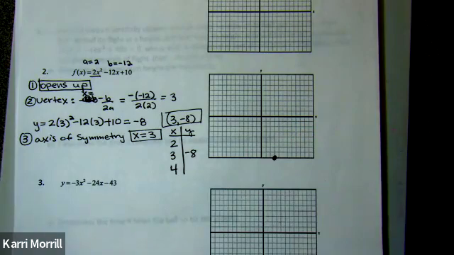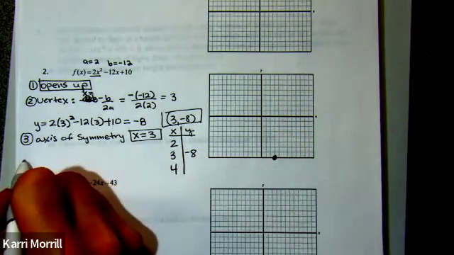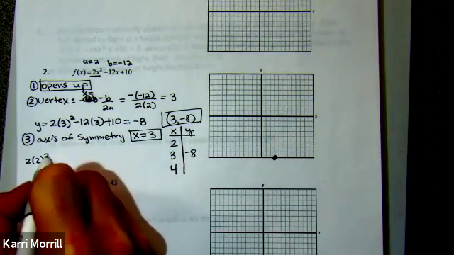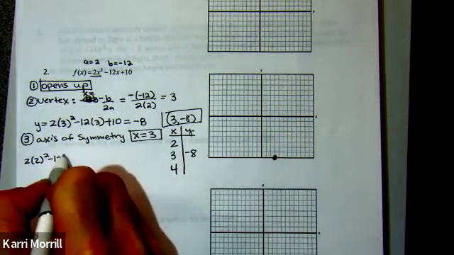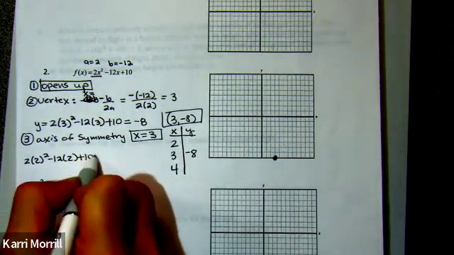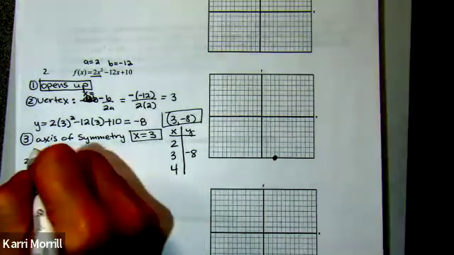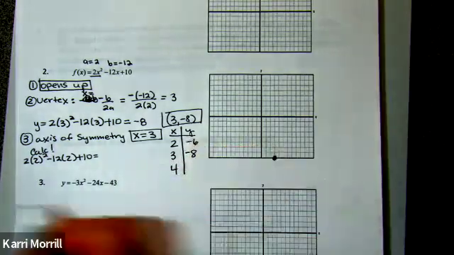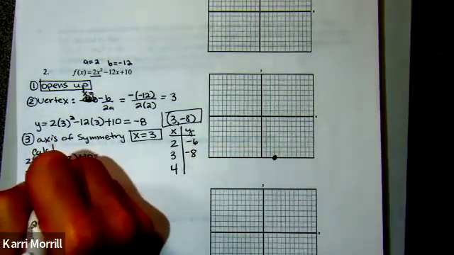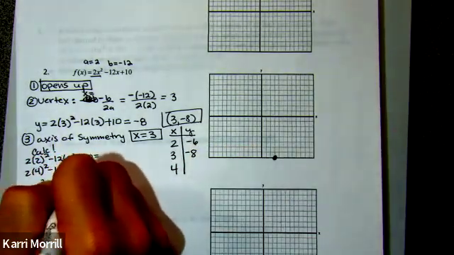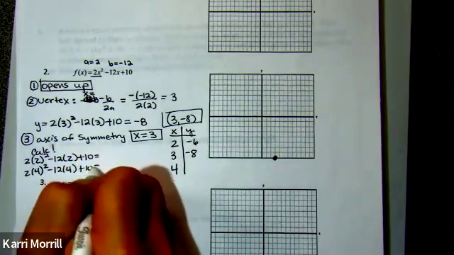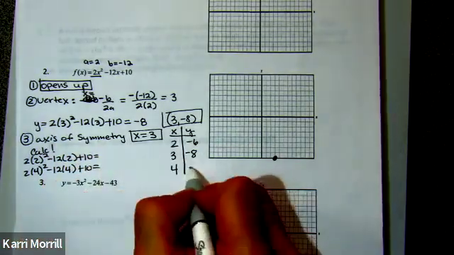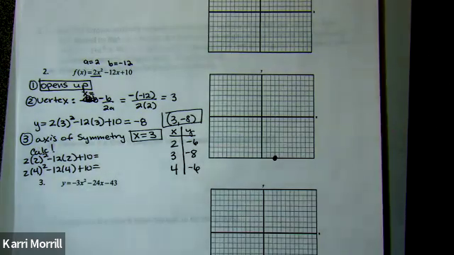If we were to plug a 2 into that equation, we would say 2 times 2 squared minus 12 times 2 plus 10. Plug that into your calculator, and you will get -6. You get the same thing when you plug in 2 times 4 squared minus 12 times 4 plus 10. Plugging in that x value, you'll also get -6. Pause the video, try it out, make sure you do.